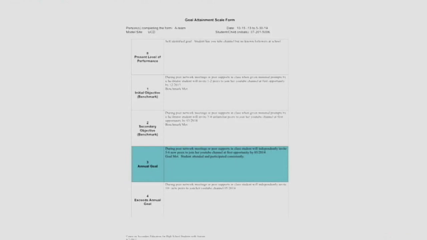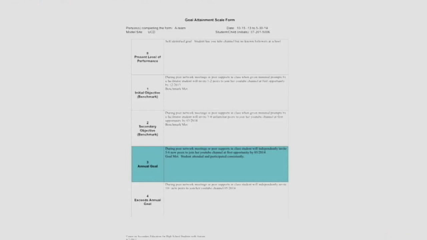Then we went back and we built in her objectives for that. So her first step was during the peer network meetings that we had weekly, she would approach, with maybe some facilitator support and prompting and modeling, a peer and invite 1 to 2 peers to join her YouTube channel and then follow up with them. And this was by about December, a few months in. A few months later, we wanted her to get 3 or 4 unfamiliar peers and be able to invite them and get them to follow her on her YouTube channel so that she could talk to them about it at school.